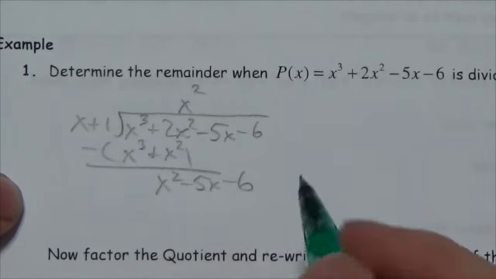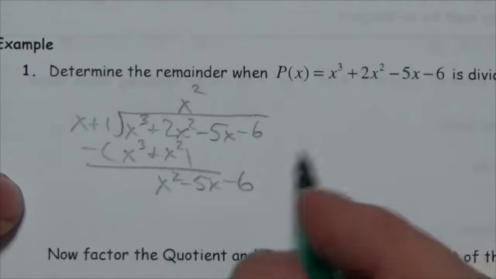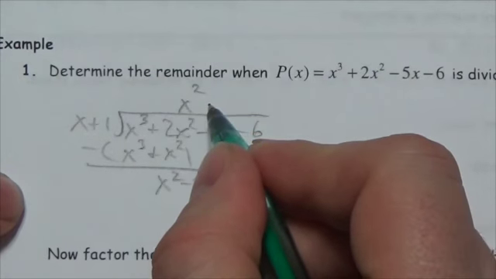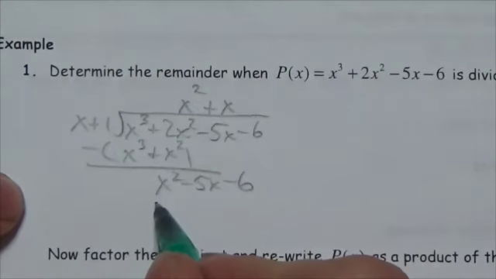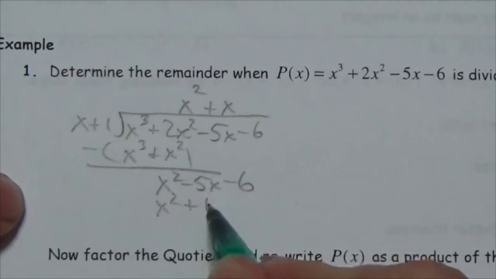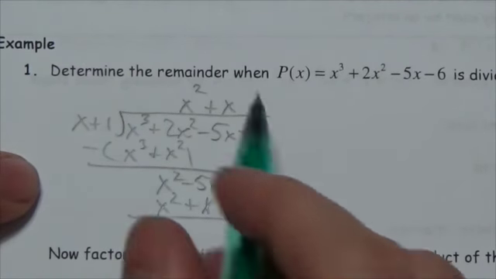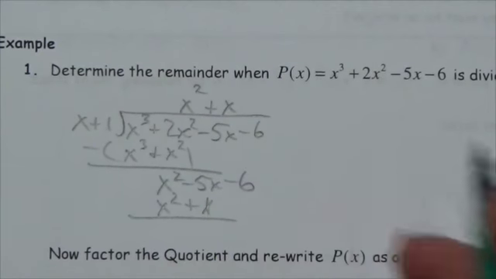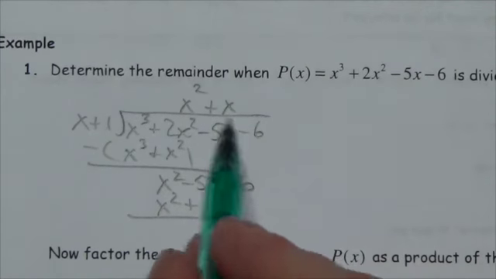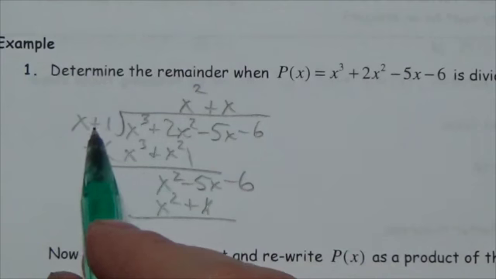We're trying to get rid of the x squared here. So what am I going to do? I'm going to put just an x up here, plus x. Multiply that through, we'll get x squared plus x. X times x squared, I keep saying that, I'm anticipating the answer. X times x is x squared. X times 1 is x.